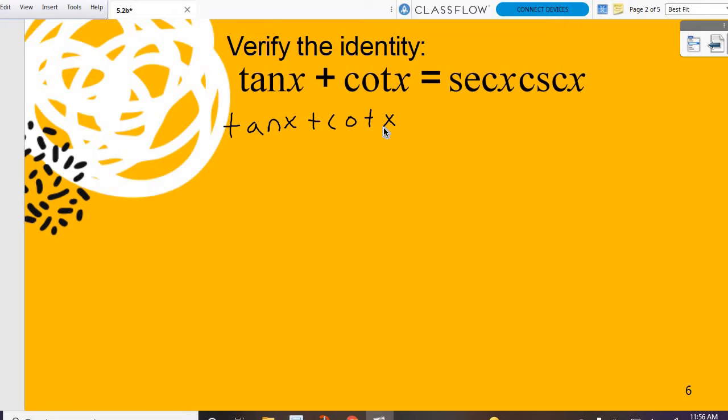So what do we want to do first? I have tangent and cotangent. Why? Yeah, this one doesn't have sine and cosine. Well, it has the reciprocals. It does. So the right side has the reciprocals of sine and cosine. So that might be a good indication that I want to convert my tangent and cotangent into sines and cosines. So what is tangent in terms of sine and cosine? Okay. And what is cotangent?